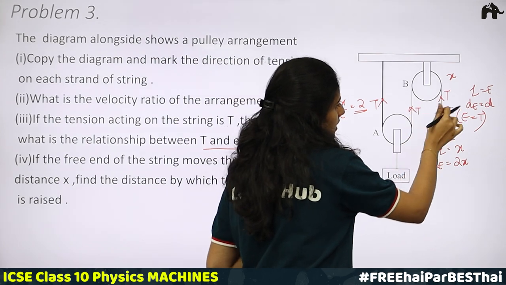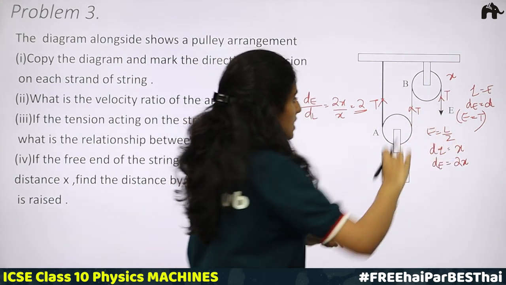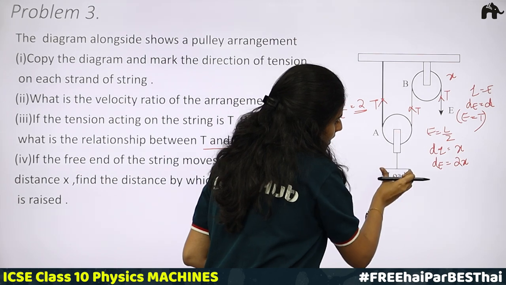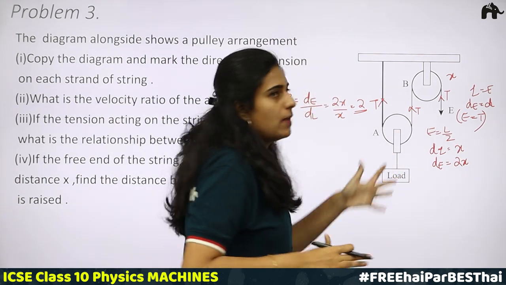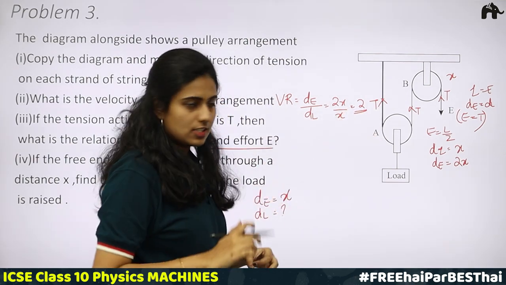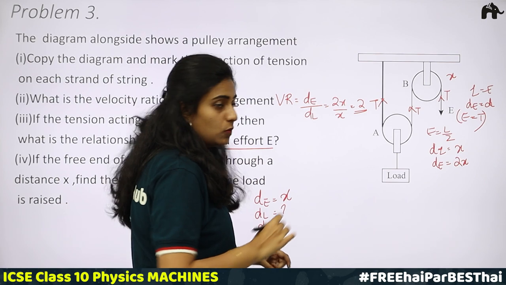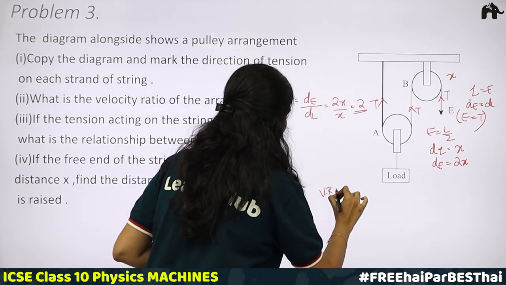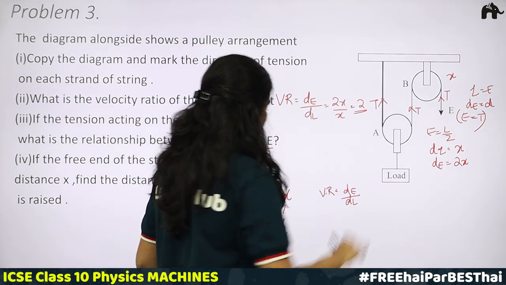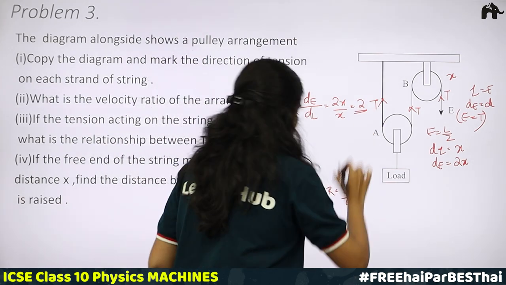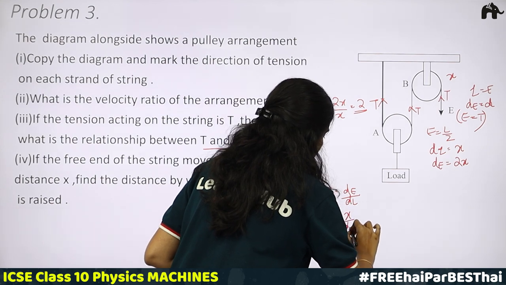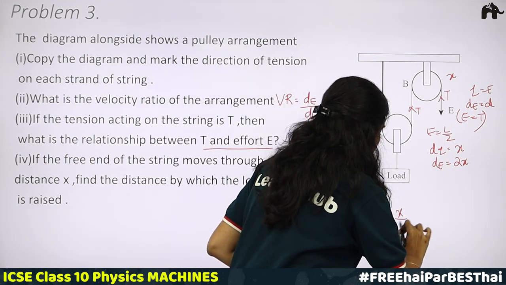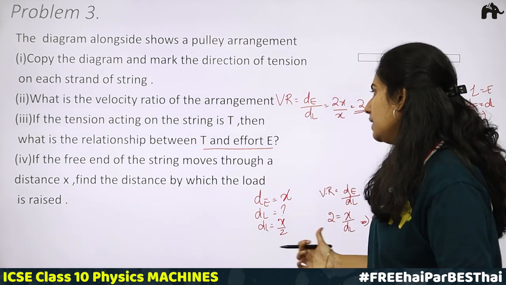Okay, so if the effort is moving by a distance of x, then this part of the rope will also be moving by a distance of x. It will be equally distributed, and then the load will be rising through a height of x by 2. Either you can find it by this logic, distance moved by load will be equal to x divided by 2. Or we have velocity ratio equal to distance moved by effort divided by distance moved by load. Here distance moved by effort is x. Velocity ratio is 2. So 2 is equal to x divided by distance moved by load, which implies distance moved by the load will be equal to x divided by 2. Okay, x by 2 is the distance moved by load.